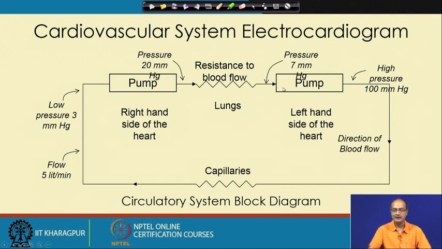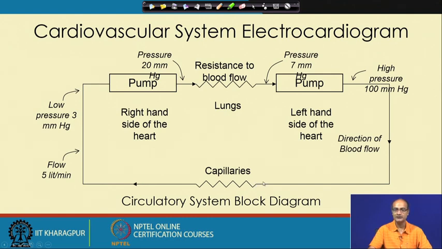It acts as a set of pumps, two pumps. One is a strong pump, which gets the blood at 7 millimeter mercury pressure, and it discharges it at a high pressure of 100 millimeter mercury throughout the body from head to toe. The blood is flowing, and there are different branches.